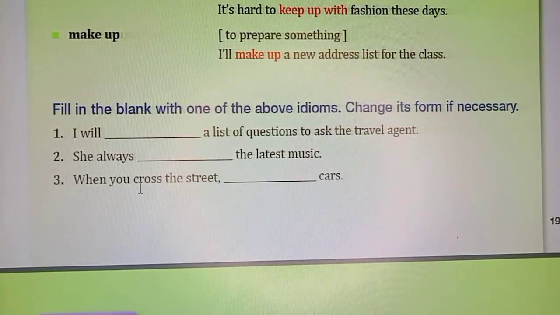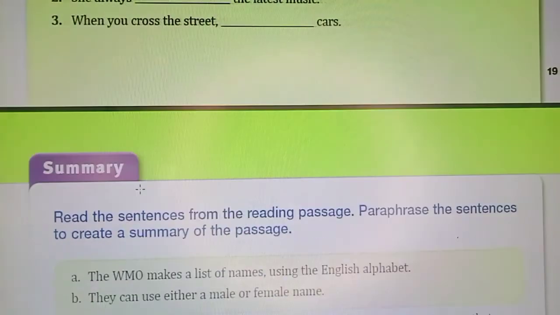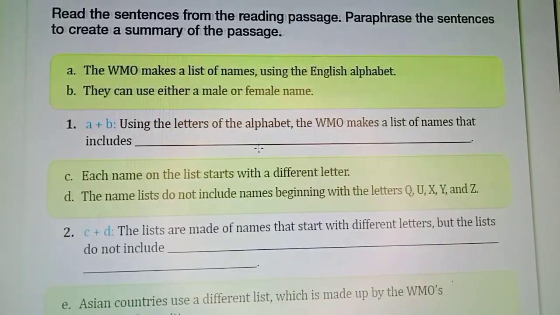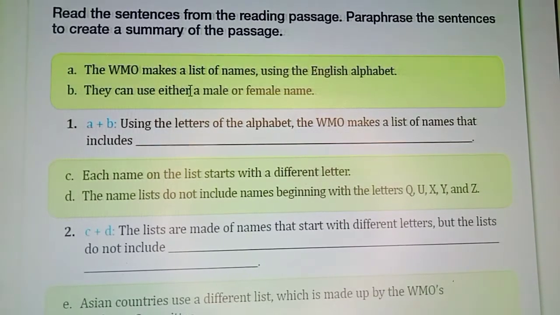Let's begin to study the next part, summary. Read the sentences from the reading passage. Paraphrase the sentences to create a summary of the passage. As you see, the first sentence: the World Meteorological Organization makes a list of names using the English alphabet. Letter B, they can use either a male or female name.